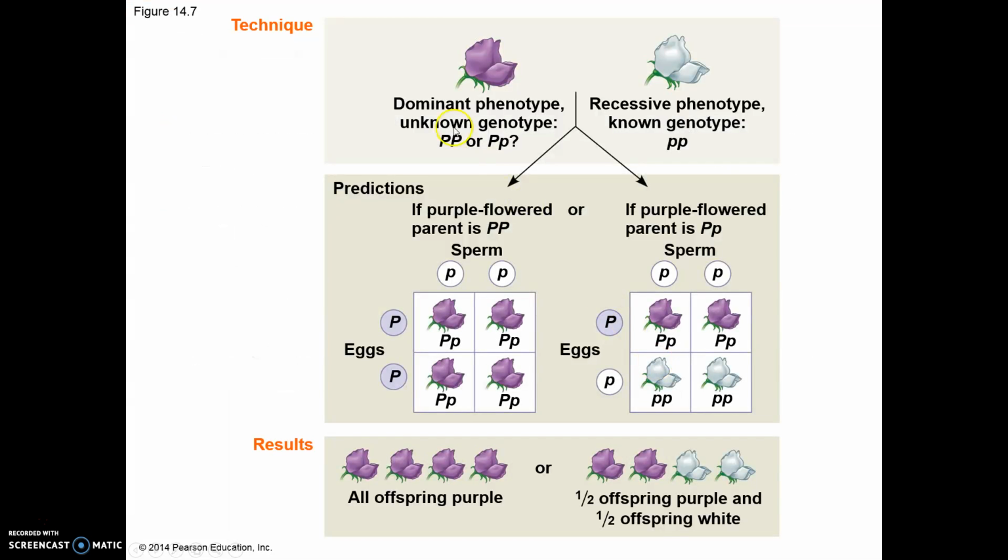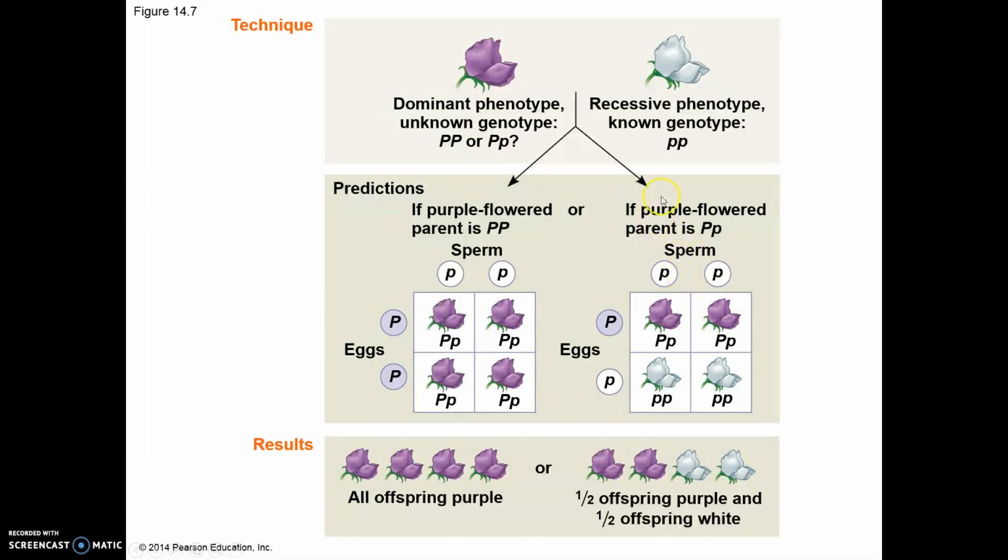So an example of this is we have this purple flower. We don't know if it's big P, big P or big P, little p. So if we cross it with a little p, there are only two possibilities. If it is homozygote, then all of the plants will be purple, just like when we do an F1 generation. If it is heterozygote, so big P, little p, you will end up with this scenario here where we have half the offspring being white and half the offspring being purple.